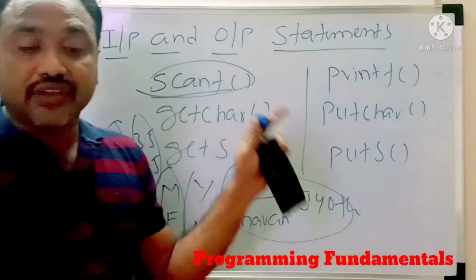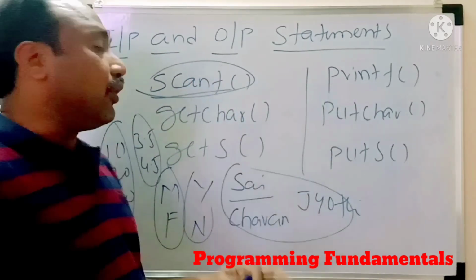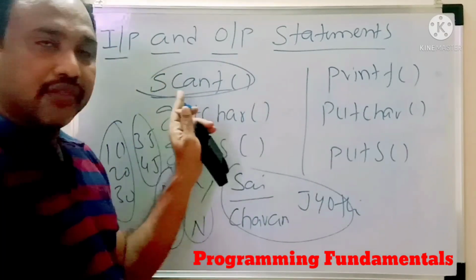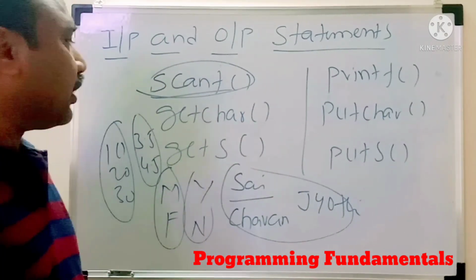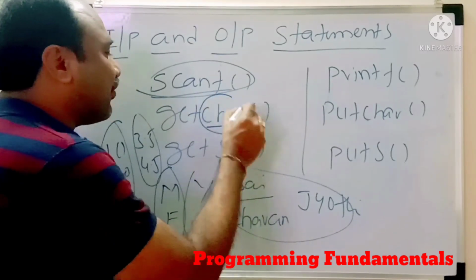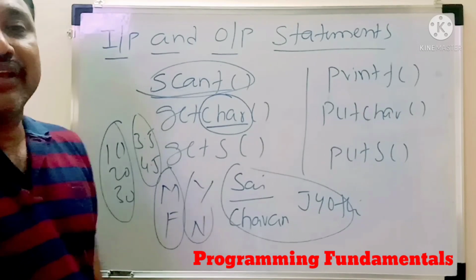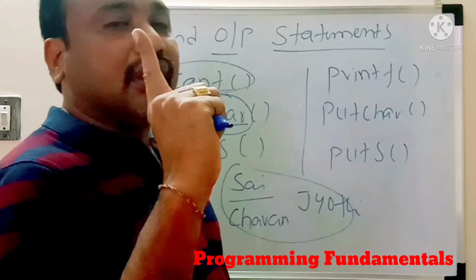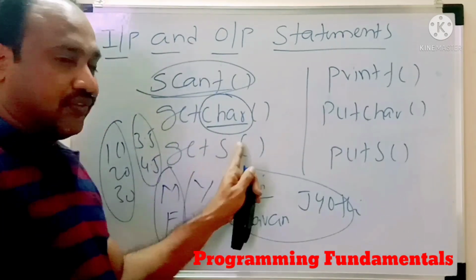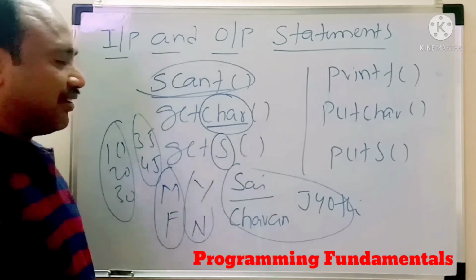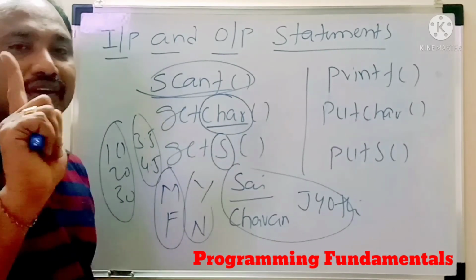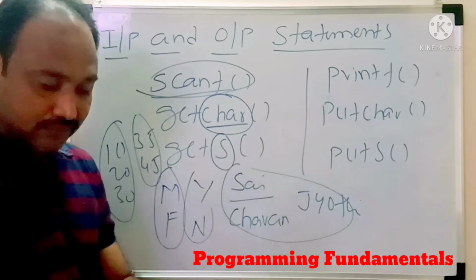That's why scanf is used to read any number of values and any type of values. That is about scanf. Next getChar. Again, observe this word. Here you are finding a word char. The meaning of getChar is it will read a single character. GetS. Here again you are finding s. GetS will read a single string from the keyboard.